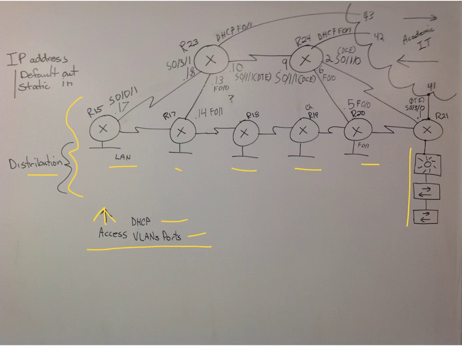And then we have this access into academic IT, into that switch. And so what they did, they IP address, talked about default routes or static routes. Excuse me. And so they configured this today.